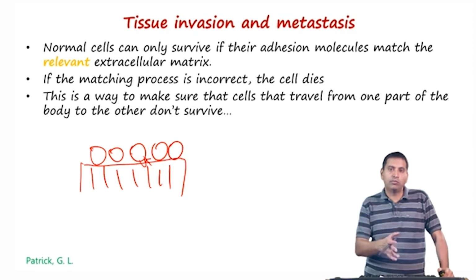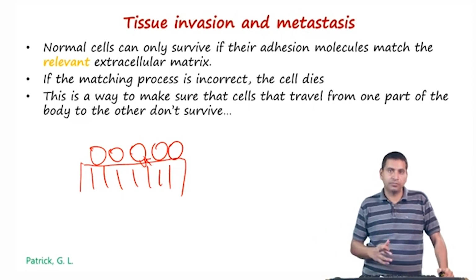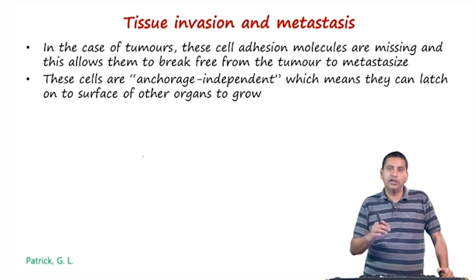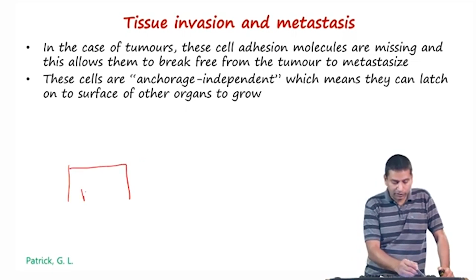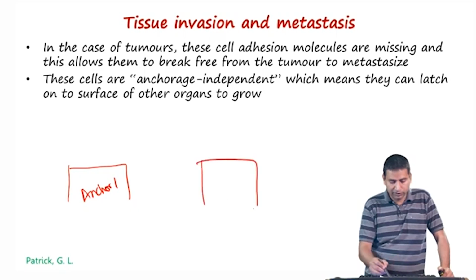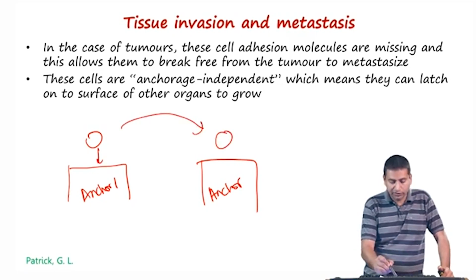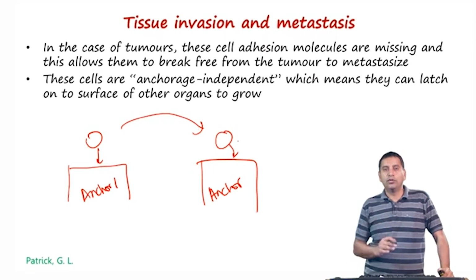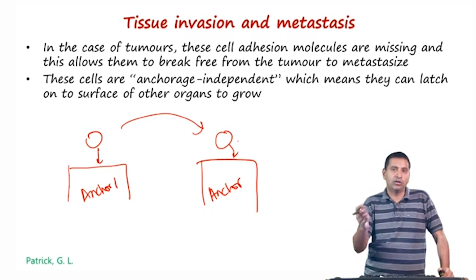This is one of the ways in which our body ensures that there is no transfer of inappropriate cells across the body. In the case of tumors, these cell adhesion molecules are missing, and so this allows them to break free from the tumor and metastasize. These cells are called anchorage independent cells. Here is one type of anchor and here is another type of anchor. The tumor can metastasize and attach itself here. Therefore these tumors become anchorage independent, and this allows the tumor to grow, and this is the process of metastasis wherein the tumor starts to spread.